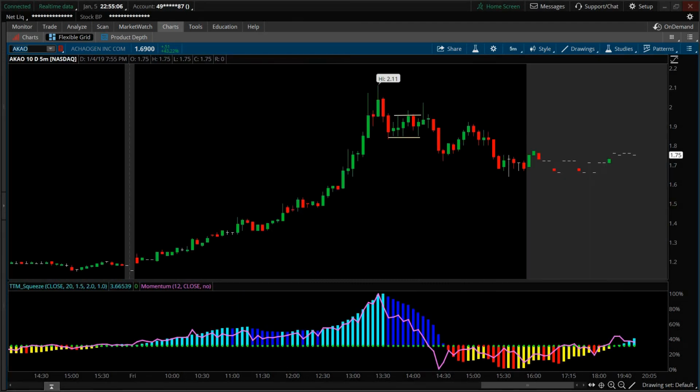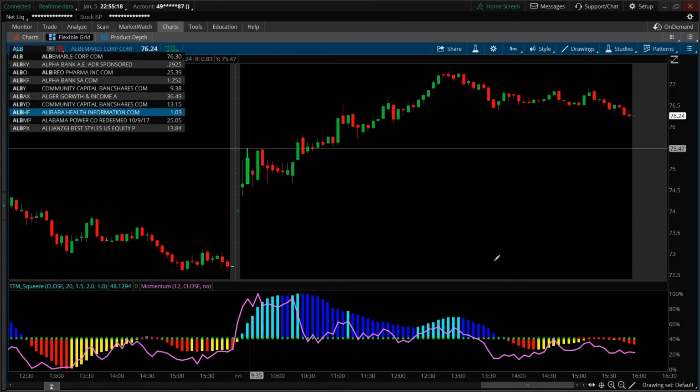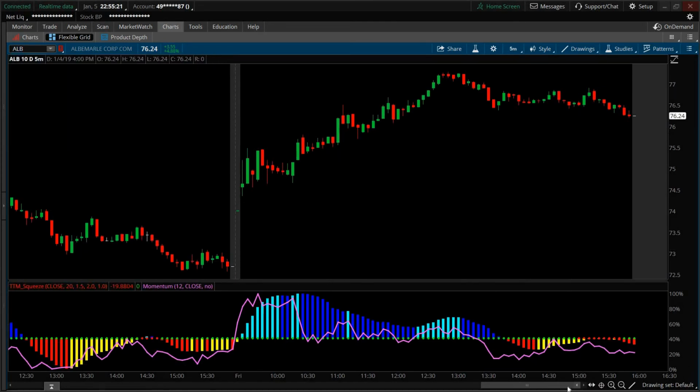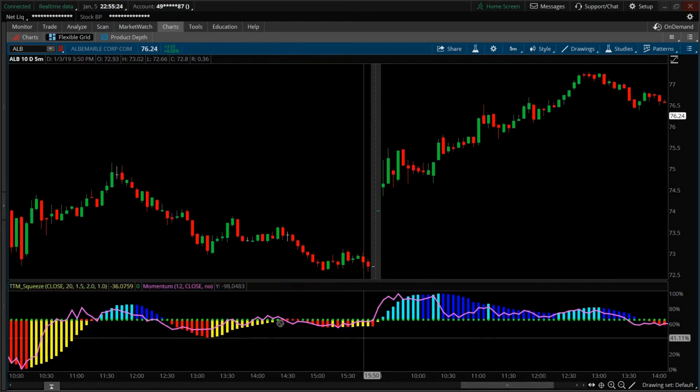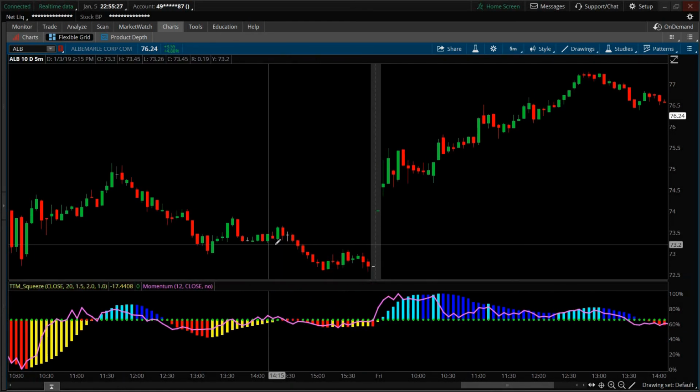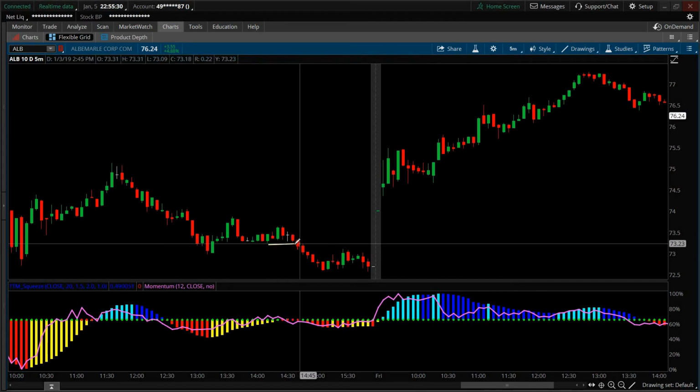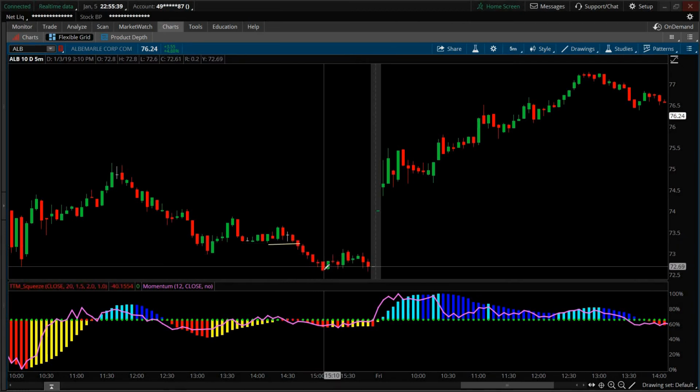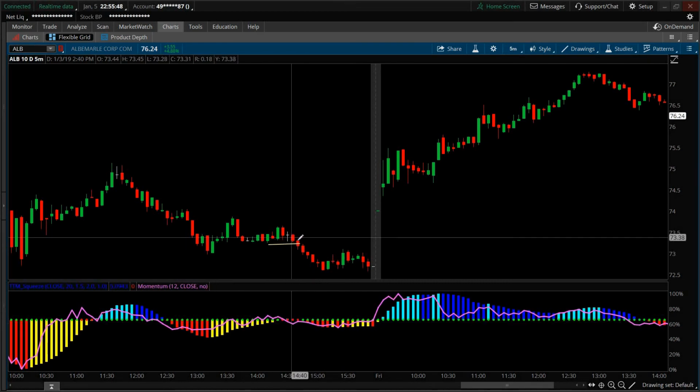Okay, let's show a couple examples here. All right, first here's a little squeeze right there, and you see that the momentum's underneath it. As soon as it broke, it did a little pull. It went from 73.26 down to 72.61, so a pretty big jump there. Because the momentum is pointing to the downside, it told you which direction it was going to go.